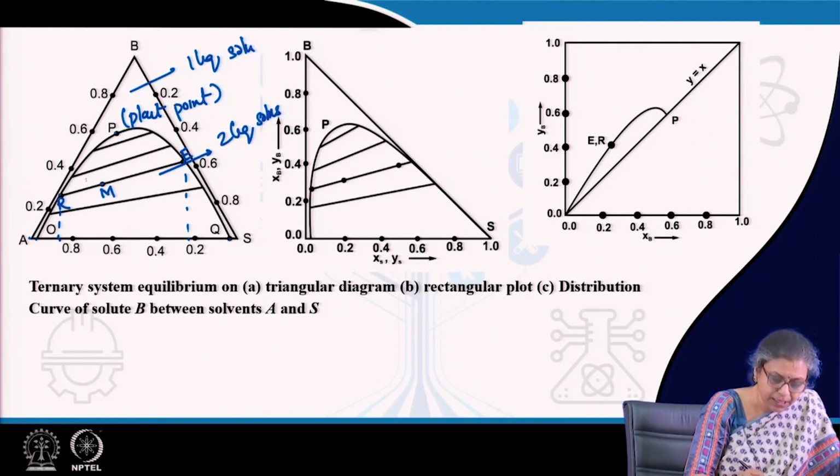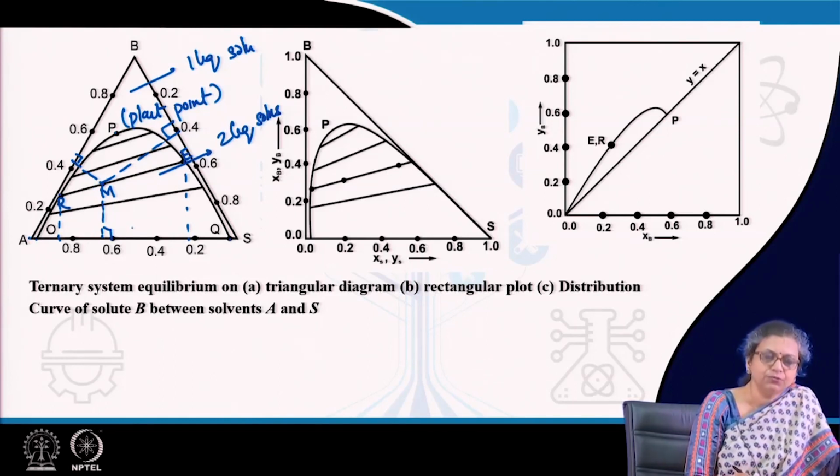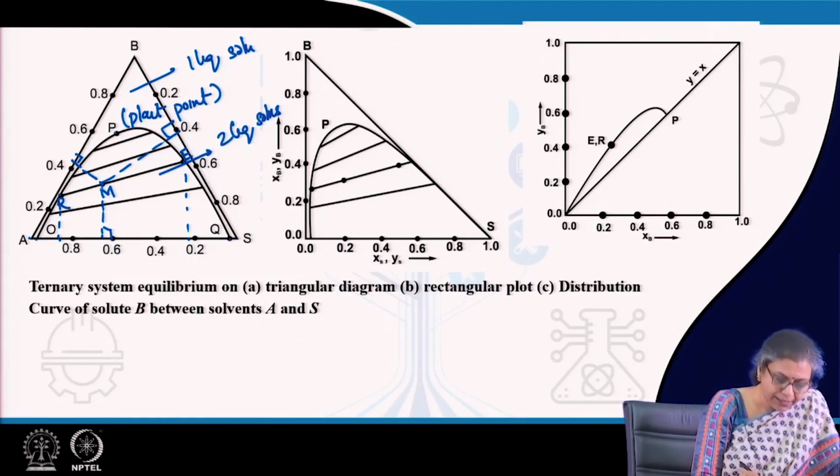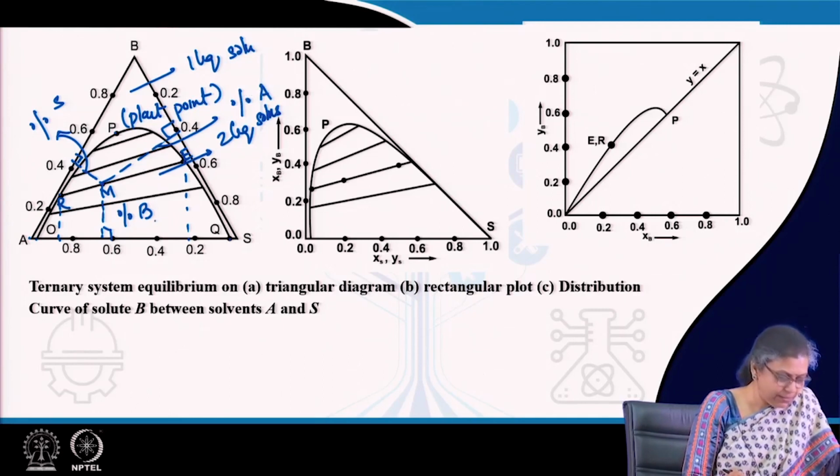from this particular point, if we drop perpendiculars to the three sides, then the sum of these perpendiculars is equal to the altitude. So, if we take the altitude as 100% of the entire composition, then this length corresponds to the percentage of B, this particular length corresponds to the percentage of S, and this particular length corresponds to the percentage of A in this case.